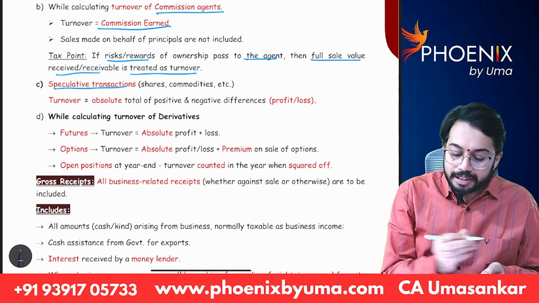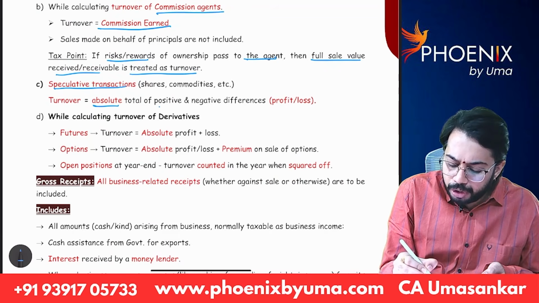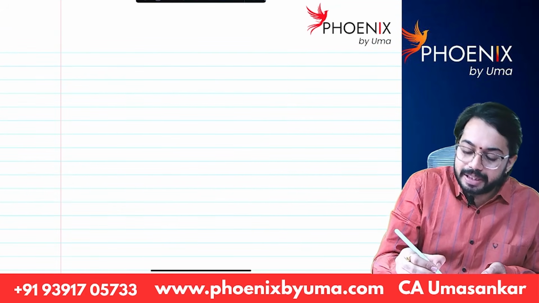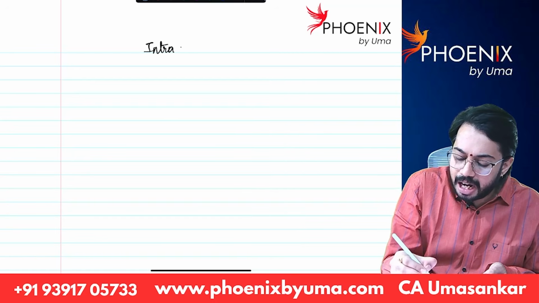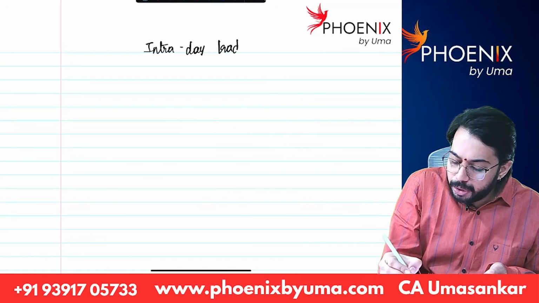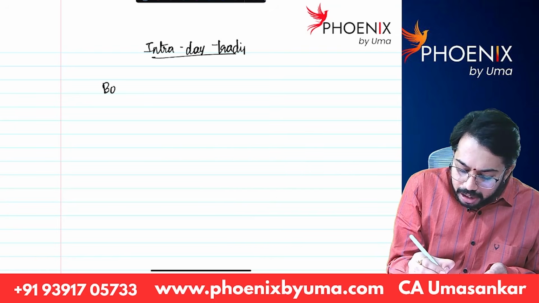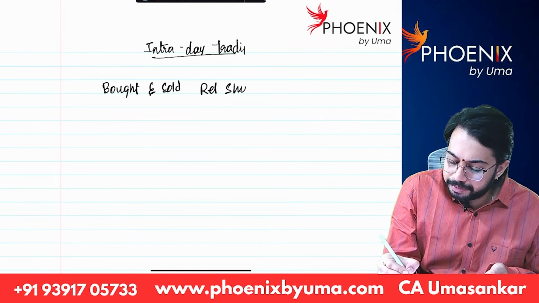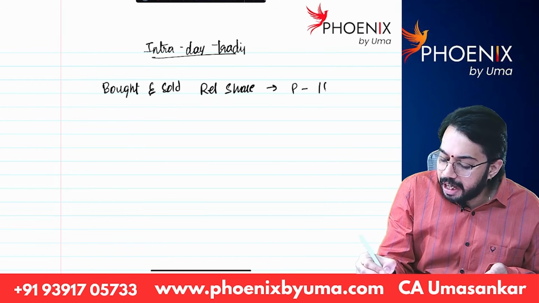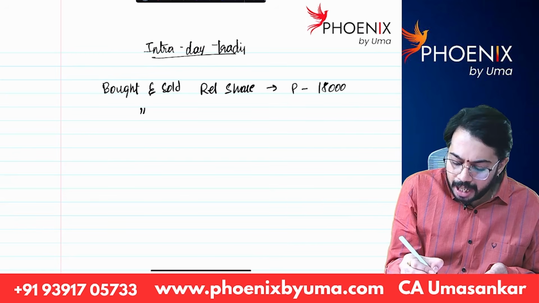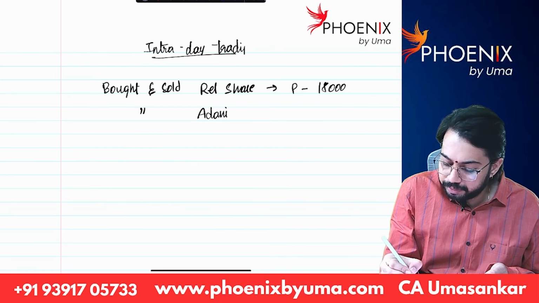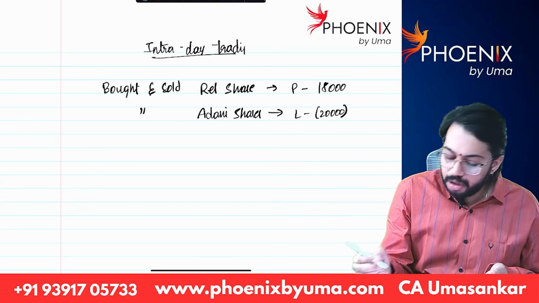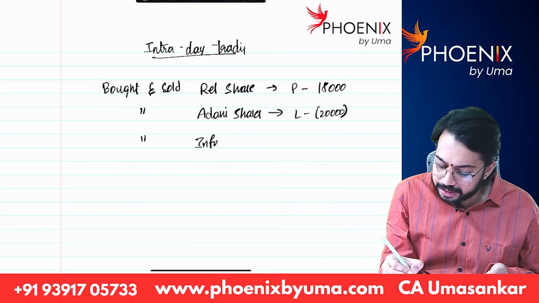In case of speculative transactions, turnover is equal to the absolute total of positive and negative differences, profit or loss. What is the best example of speculative business? The best example of speculative business is intraday trading. Let's say I am doing intraday trading. I bought and sold Reliance shares today itself and got a profit of 18,000. Next, today I bought and sold Adani shares and got a loss of 20,000. Today I bought and sold Infosys shares.